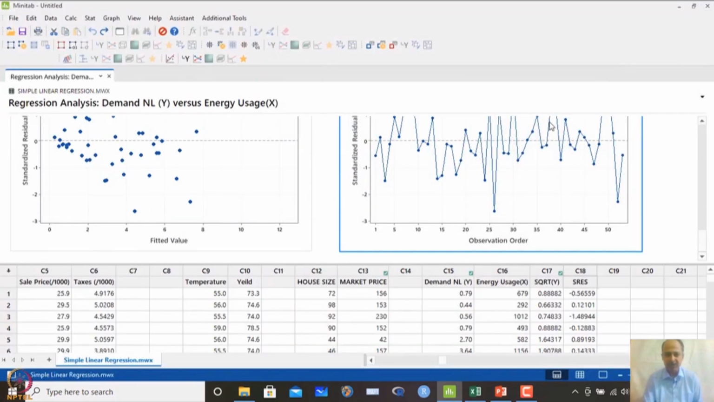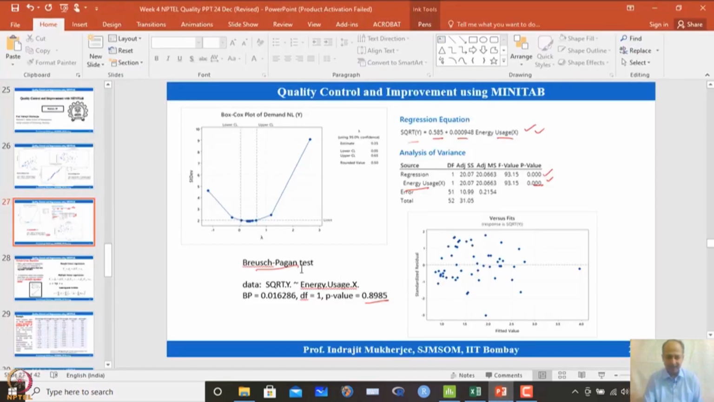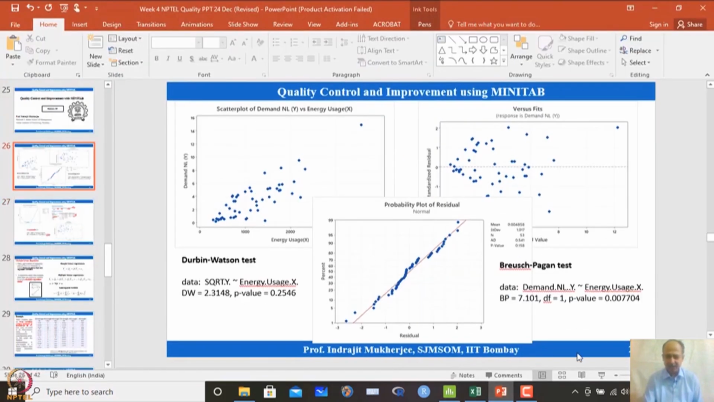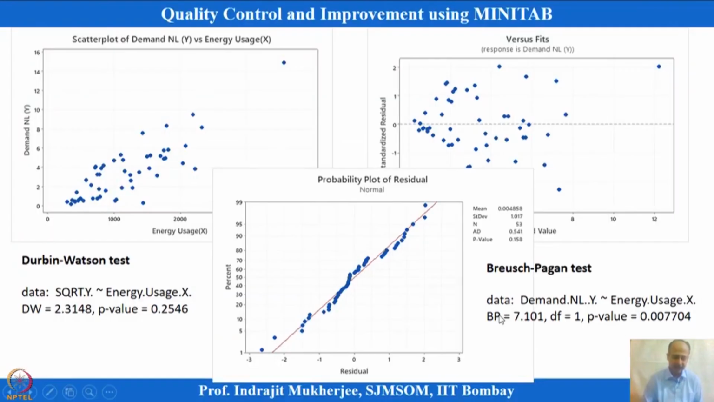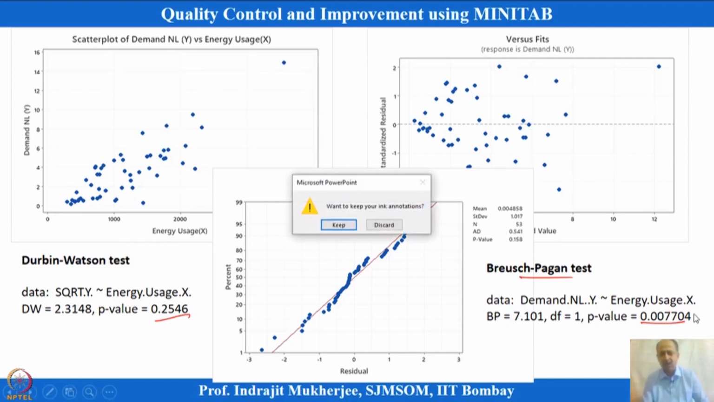In this case we have also done the Durbin-Watson statistic, which I mentioned was done earlier, and that was not an issue. Durbin-Watson autocorrelation is not an issue here, but the Breusch-Pagan test showed that there is significant heteroscedasticity. In that case the model cannot be generalized, so we need to do something about this.